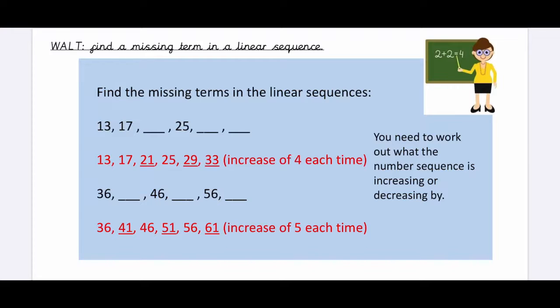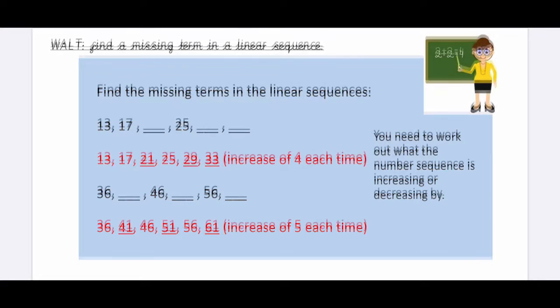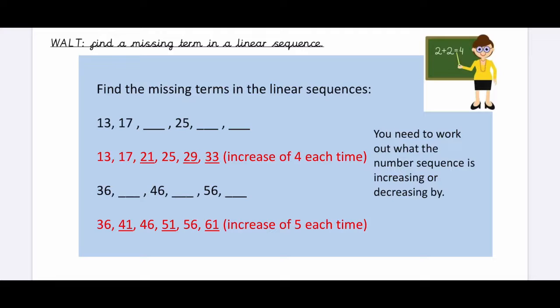So I'm going to figure out the gap between 36 and 46. So I know that's an increase of 10. Now because we've jumped over a number, that then means we need to half it. So half of 10 is 5, which means that the increase each time would be 5. So 36 add 5 would be 41. The next number is then 46. 46 add 5 is 51. 56 add 5 is 61. So now let's go on to the next slide.